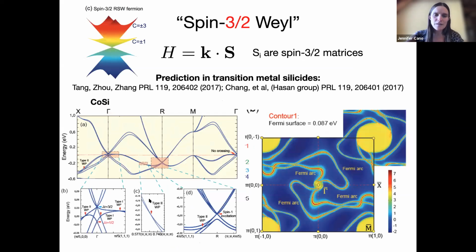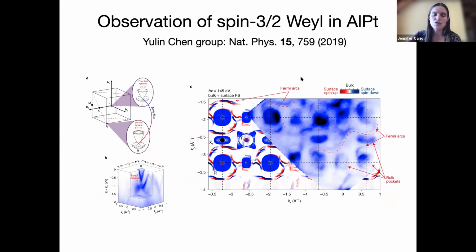You can also have a spin 3/2 Weyl. These have also been predicted and observed in some materials. And again, these things will have even higher Chern bands, and so you get even more Fermi arcs winding around the surface Brillouin zone. There's been some really interesting work on these spin 3/2 fermions in different materials of this structure type. This is just one example where you can see these Fermi arcs winding around, kind of similar to the theoretical prediction on the previous slide.